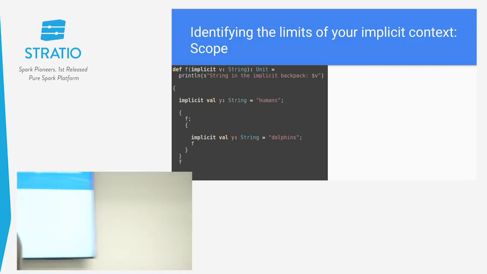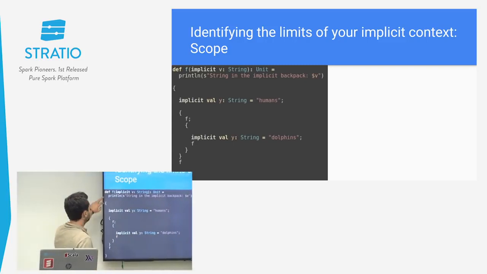Okay, we have a function receiving an implicit value. The only thing it does with it is call println, showing a message. Basically, it's showing what implicit resolution the compiler has performed. Okay, so we start with this scope. In this scope, we have y with the value humans. Forget about the word implicit. Just keep in mind that you have the identifier y of type string.